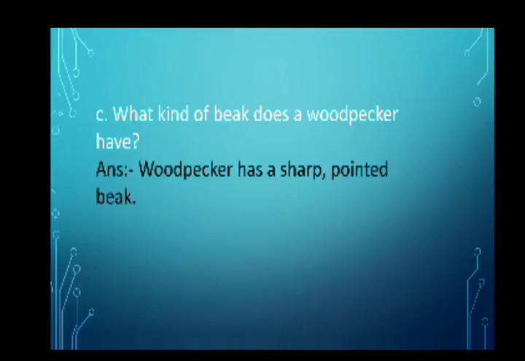Woodpecker has a sharp pointed beak. This is our answer for question number 4C.